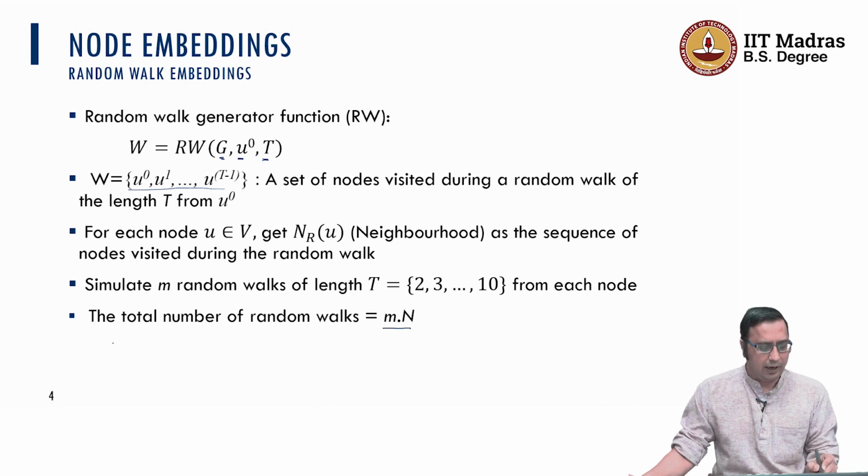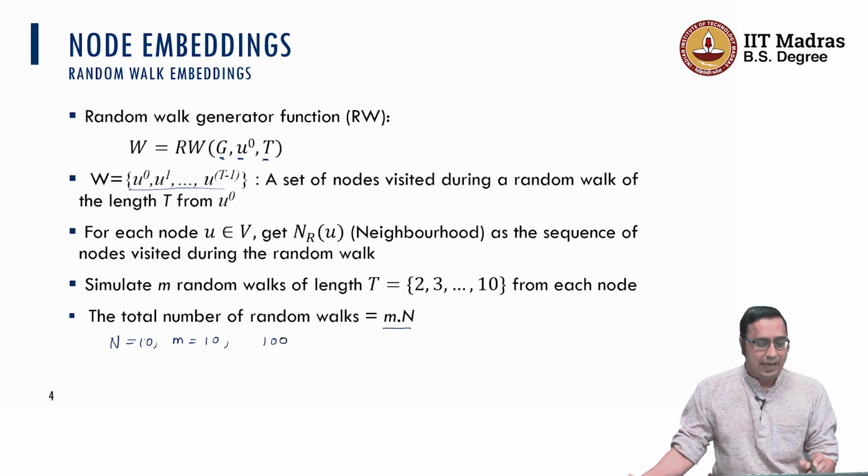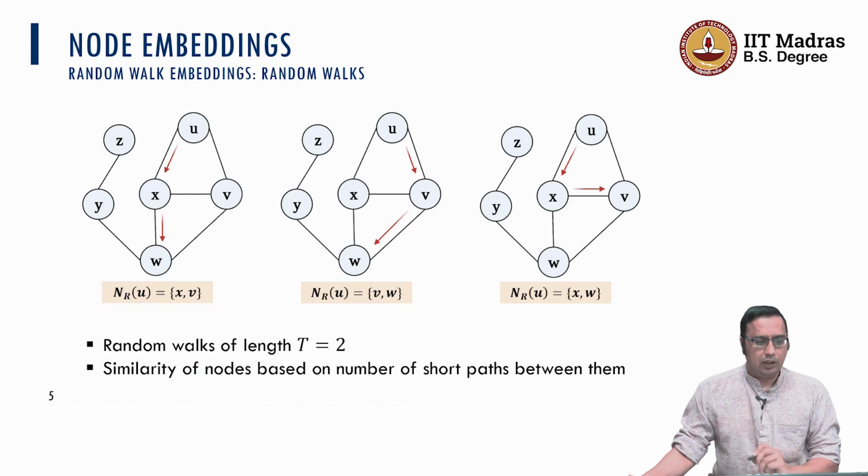For example, if I have n equal to 10 nodes, which is the cardinality of my node set, and m is equal to 10, then at the end I have a total of 100 random walks, one for each node, of length t. Now let's see what this set is.